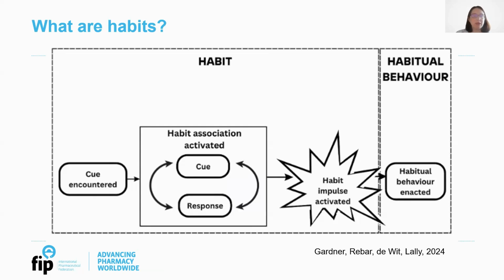This then means that when you encounter the situation again, that mental association is activated in your memory and it leads to an impulse to act in the same way again. That impulse isn't a conscious impulse, but it's there nonetheless. This then leads to the habitual behaviour being enacted unless something stops us from doing so. More on that again in a minute.